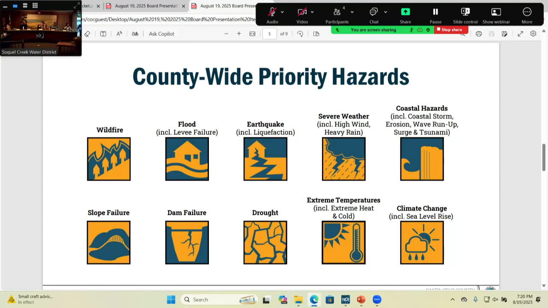So the plan identified 10 priority hazards that could face the county, which the evaluation and proposed mitigation will focus on. These include wildfire, flood, earthquake, severe weather, coastal hazards, slope failure, dam failure, drought, and extreme temperature. For climate change, it's worth mentioning that it's not identified or evaluated as an independent hazard. It's more about how climate change would impact all of the other hazards mentioned above. So climate change is evaluated alongside each individual hazard, not as a standalone.